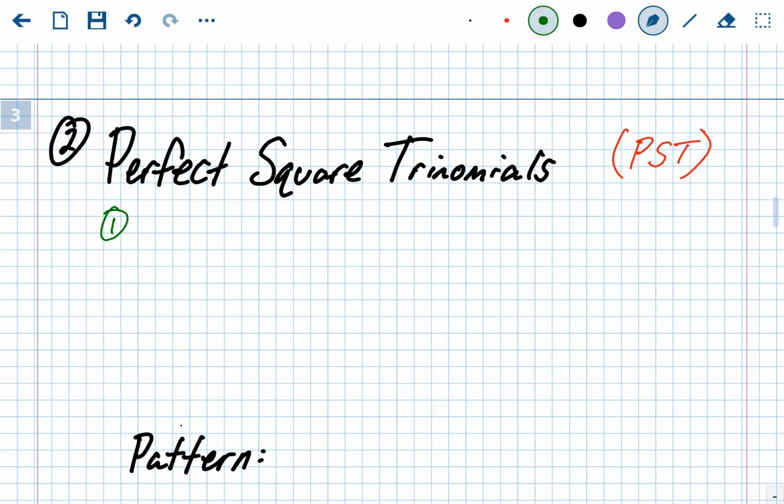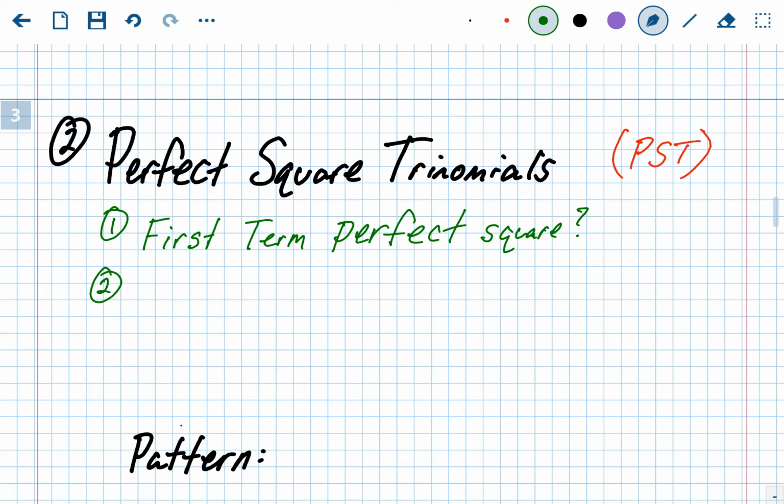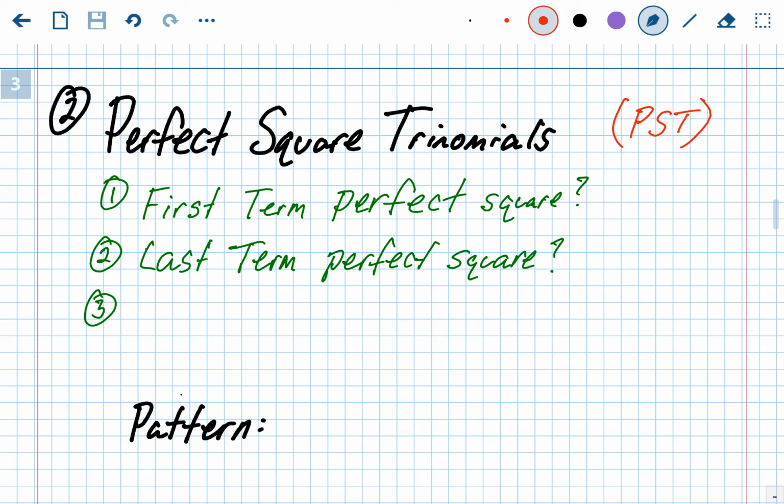Alright, so in a perfect square trinomial, we're also going to ask ourselves three questions. There's going to be three terms in a trinomial, and we have to ask if the first term is a perfect square. So same rules apply, even exponent and/or a whole number squared. So is the first term a perfect square? If yes, you can keep going. Second question, is the last term a perfect square? So again, we're going to have three terms here. The first one's a perfect square and the last one's a perfect square. Keep going.